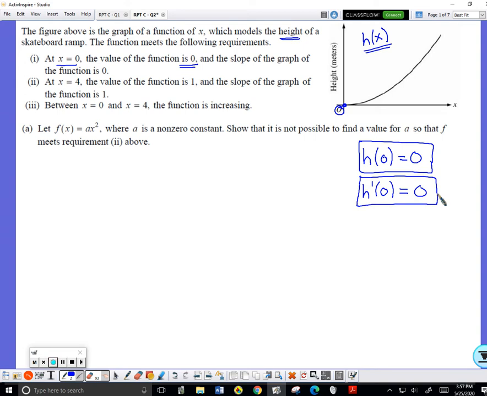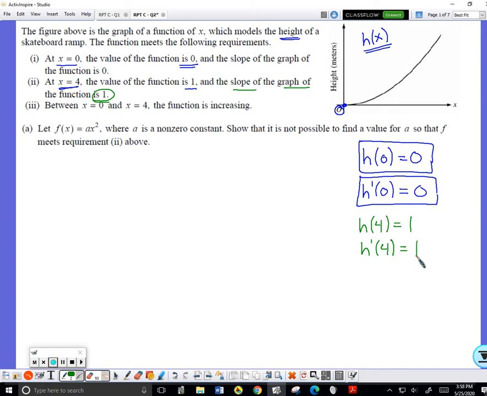Item 2, at x equals 4, the value of the function is 1. So I'd change color here. h of 4 has to be 1. And the slope of the graph is 1. So h prime of 4 has to equal 1 as well.